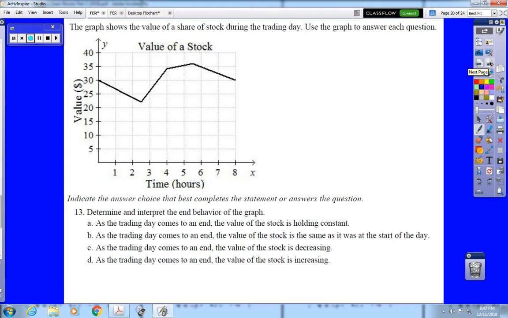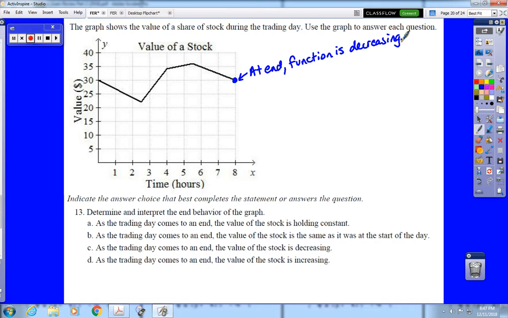The other question about this same exact picture is asking to determine and interpret the end behavior of the graph. So all you're doing is looking at the very beginning and the very end of the graph. Okay? So as the trading day comes to an end over here at this point, is the function increasing or decreasing? At that point in time, the value of the function is decreasing. So if the function is decreasing at the end of the day, that would be the third answer.